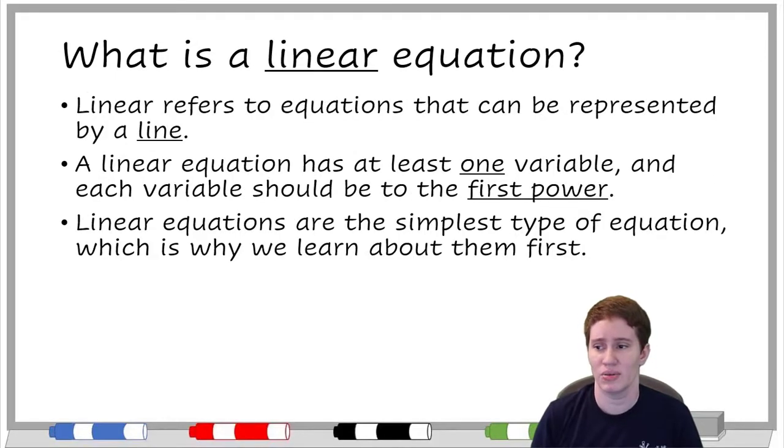All right, now that we know what an equation is, what is a linear equation? So the word linear there refers to equations that can be represented by a line. That should be an easy connection to make, because the first four letters of linear is the word line. And there's ways that we can tell by looking at an equation that it is actually a linear equation, that we could represent it with a line.